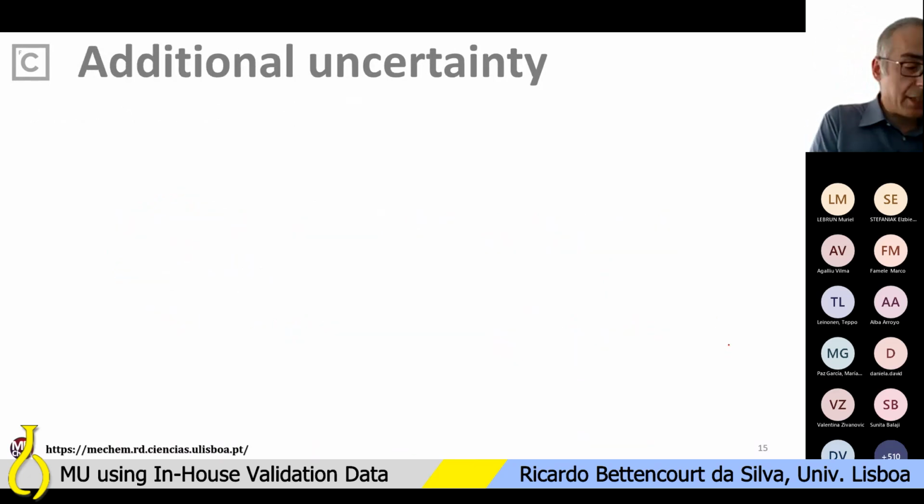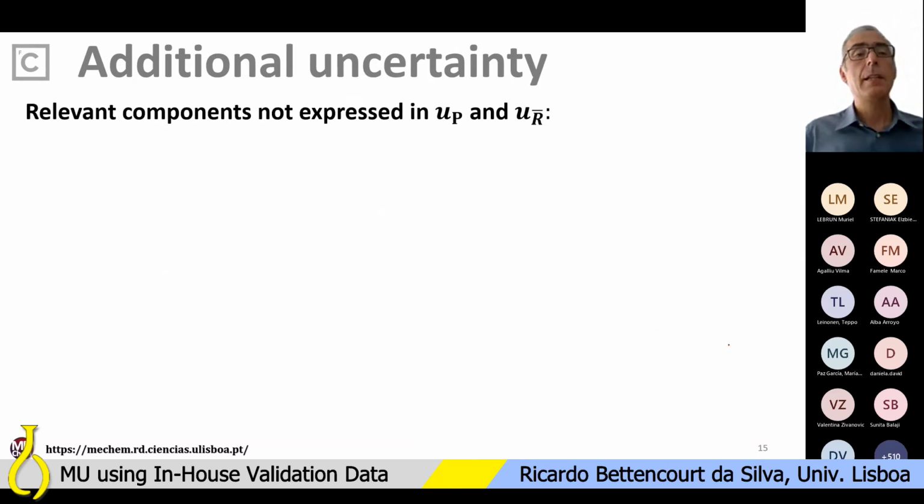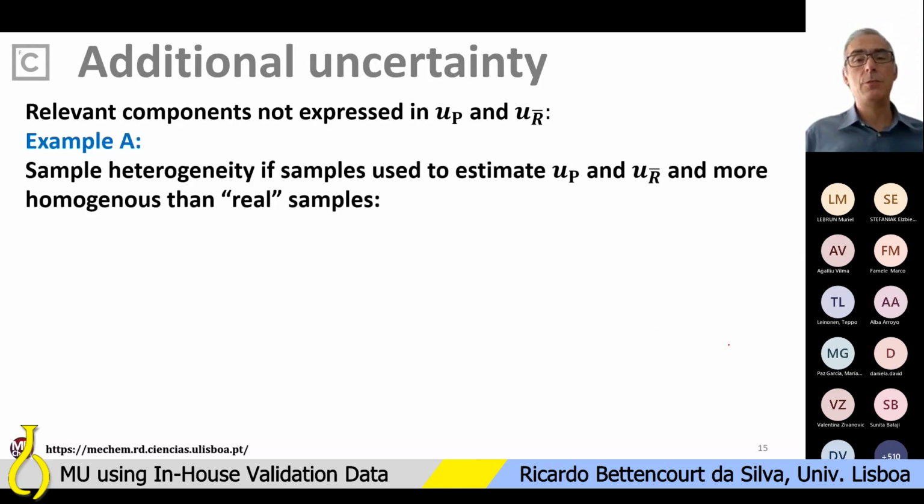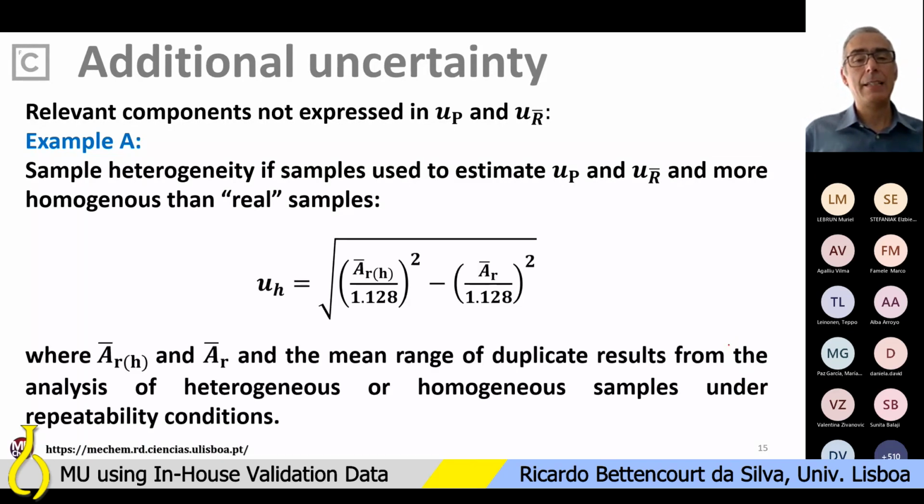So we just described how to quantify the uncertainty for precision and recovery. Additional uncertainty components can be relevant. Sometimes we have uncertainty components that are not expressed by the precision, trueness and recovery components. One example is the heterogeneity of the samples. Sometimes the samples analyzed for precision studies and for recovery studies are more homogeneous than real samples, and in that case you have to add an additional component for sample heterogeneity.